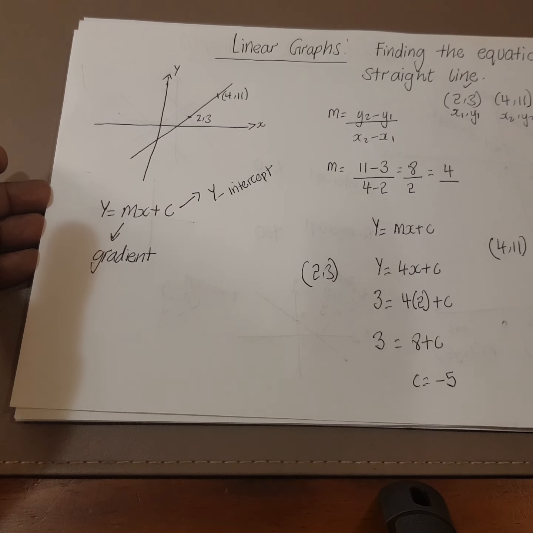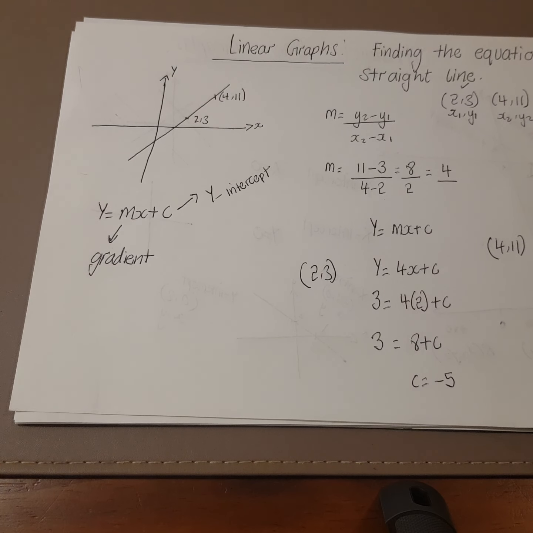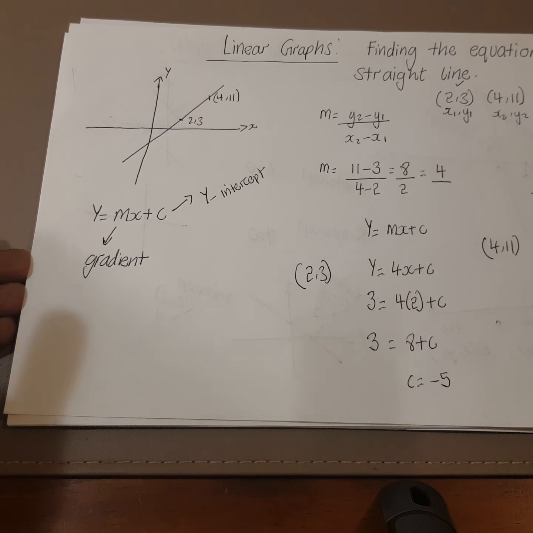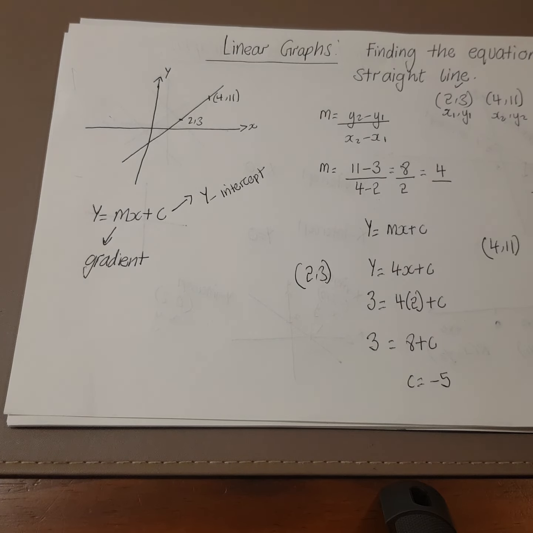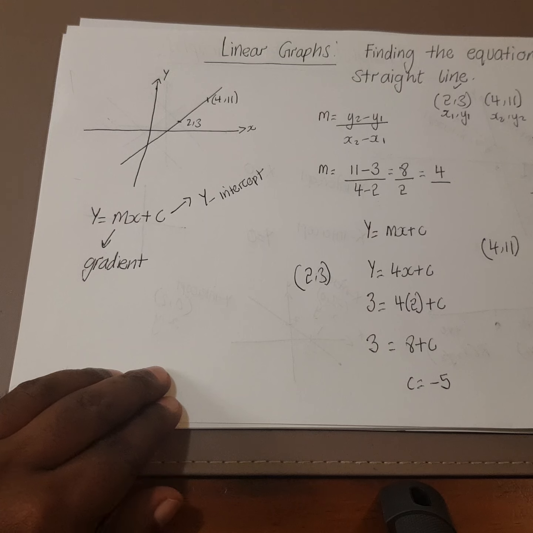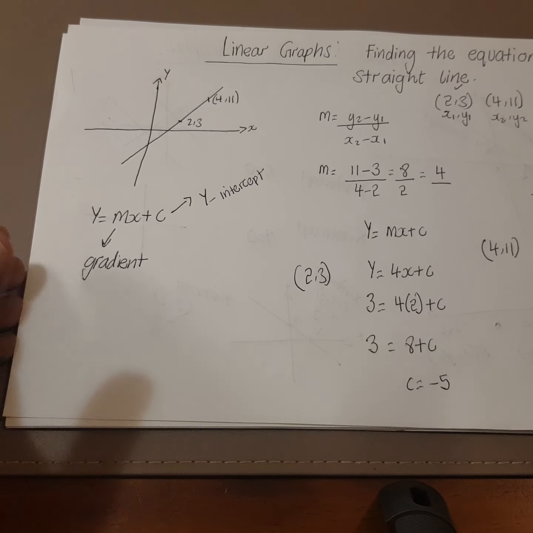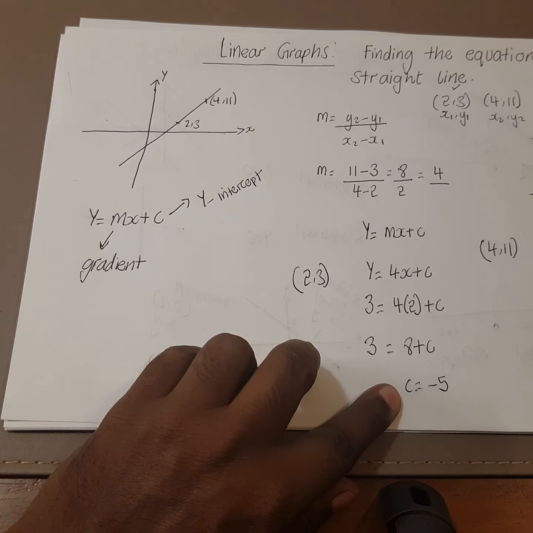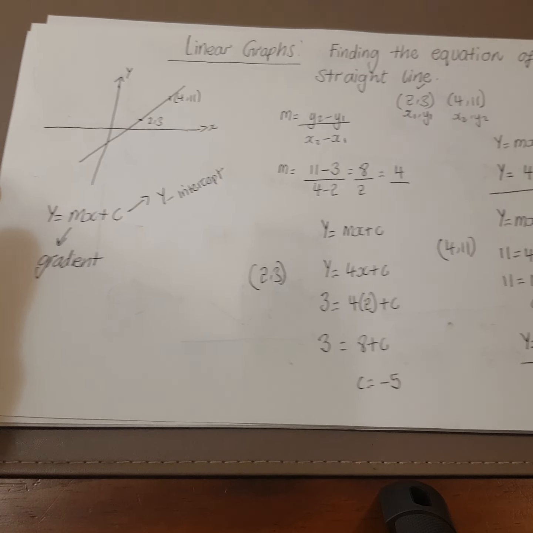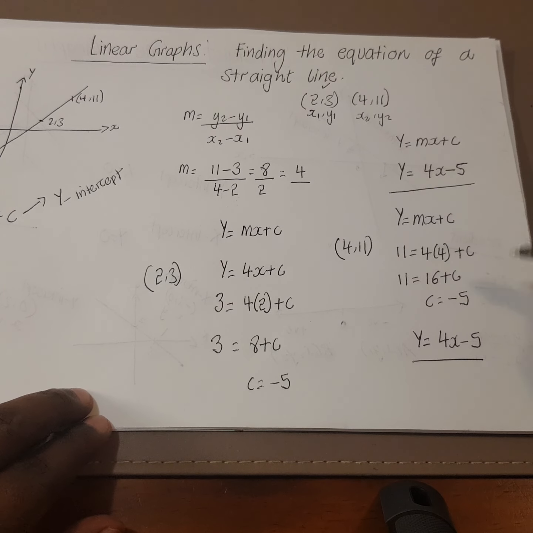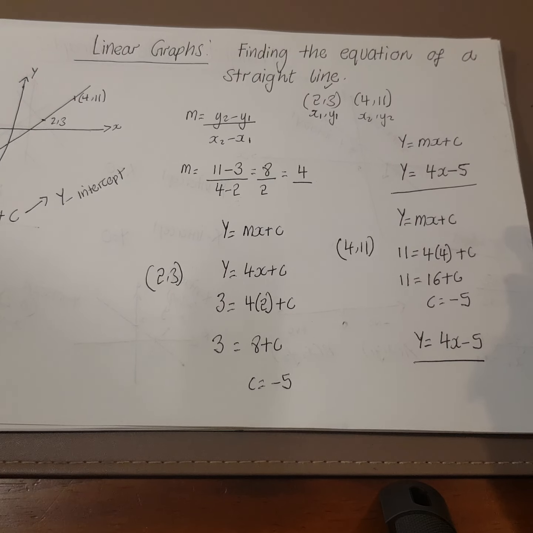Just to summarize, the first thing we need to do is to write the equation. The equation will always be y is equal to mx plus c. M is your gradient and c is your y-intercept. The next step is to write the formula for your gradient, which is y2 minus y1 over x2 minus x1, and substitute the values that are here. The next point is to pair either 2, 3 or 4, 11, and when you respectively pair, you get your y-intercept, and your equation becomes y is equal to 4x minus 5. That's how you work through this question.